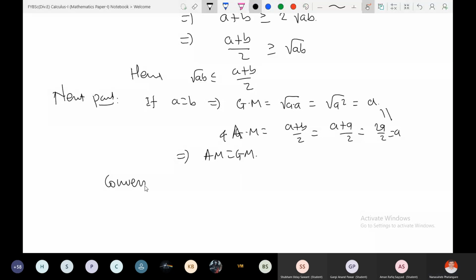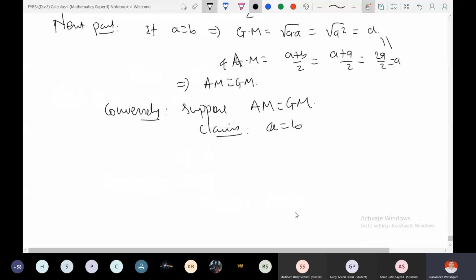Conversely, suppose arithmetic mean is equal to geometric mean, then I want to prove that a is equal to b. I am taking numbers a and b, that is understood. So what we are assuming now is a plus b by 2, AM, is equal to GM, root of ab. That I am assuming, and I want to get that a is equal to b. That is my aim.